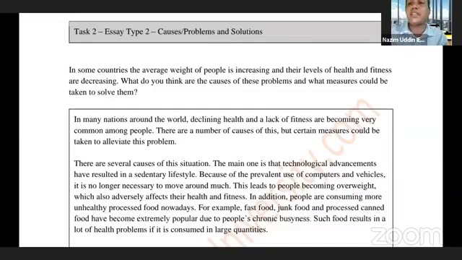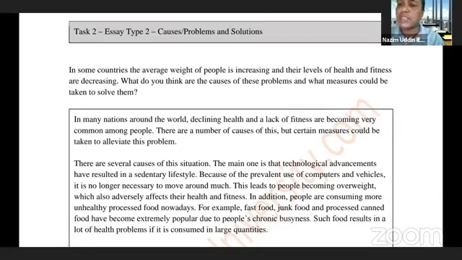The question is that the average weight of some people is increasing, so people are losing their health, becoming fatty, and being affected by many diseases. What are the causes? You can note down the first cause, second cause, third cause, and include an example. This is about the second paragraph. And in the third paragraph, you have to write down the solutions. So now we can discuss the causes.